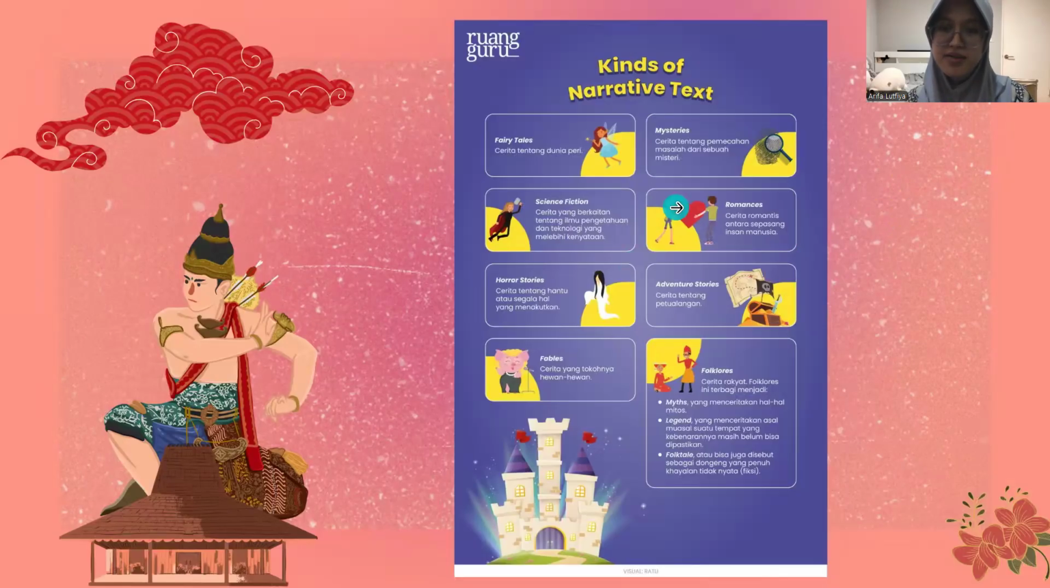And here are the types of narrative text. The first one is fairy tales, and then mysteries, science fiction, romance, horror stories, adventure stories, and fables. And then there's folklore too, or cerita rakyat. Folklore is divided into three: myths, legends, and folk tales. Here I put the Indonesian subtitles too, so that they will understand it clearly if they don't understand, but I will explain it in English too.